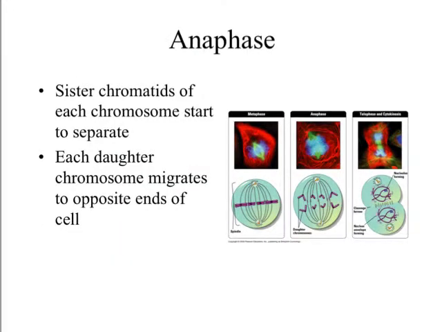Now during anaphase, the sister chromatids are going to start to separate, start to be pulled apart. So that's how I remember anaphase. I remember A for apart. So those sister chromatids are starting to be pulled apart into the two poles of the cell, the two sides of the cell. So each daughter chromosome is going to migrate to the opposite ends of the cell during anaphase.